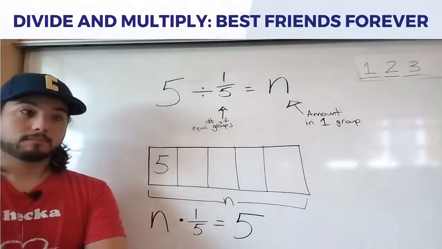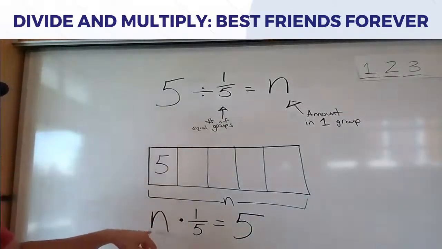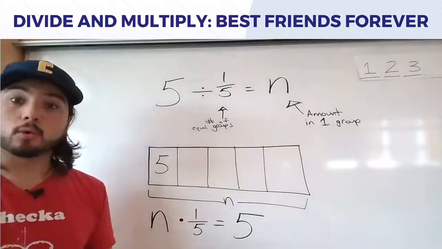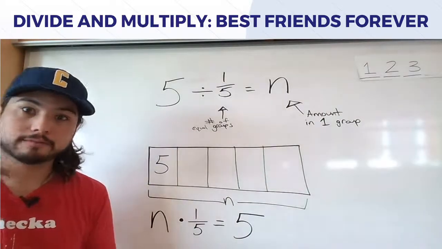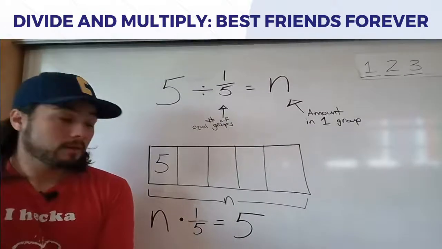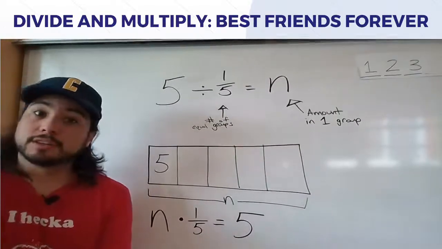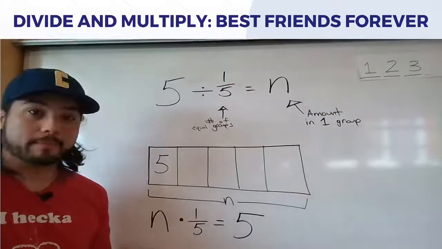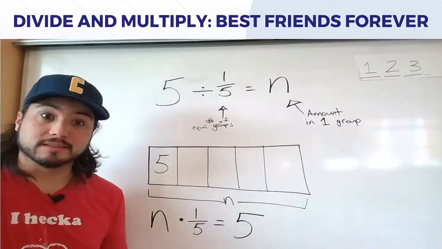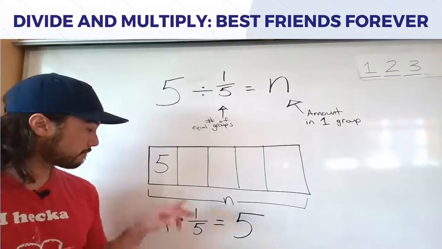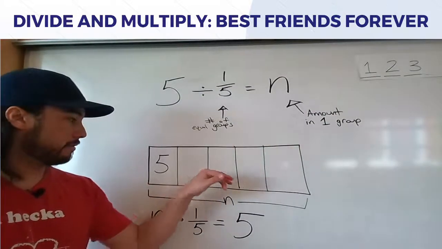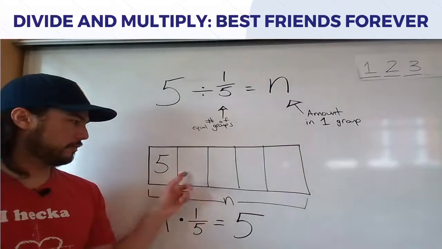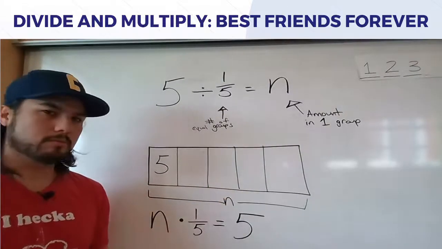Would you agree? Because you're taking this whole thing, you're multiplying it by 1/5 or dividing it into 5, right? Because we talked about fractions being division in disguise, right? So multiplying by 1/5 is essentially the same thing as dividing by 5. And we get 5 in each group. Can we figure out what n would equal then? If we know there's 5 in each group, what would n equal?